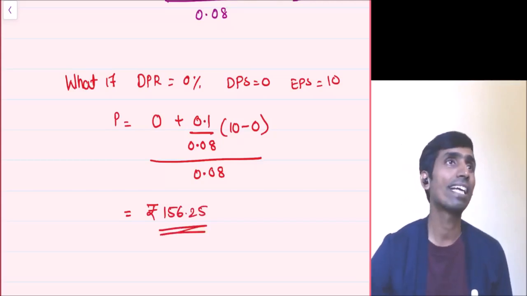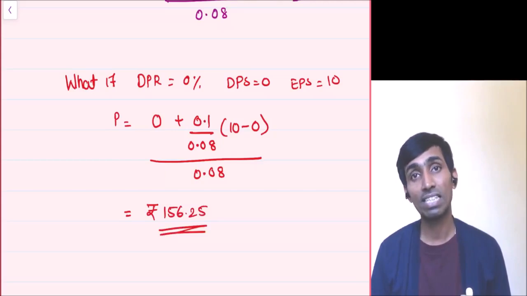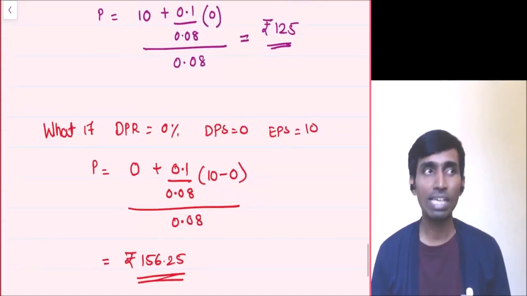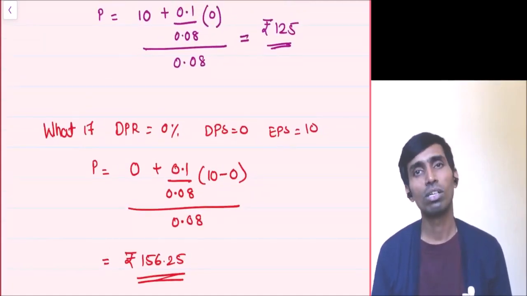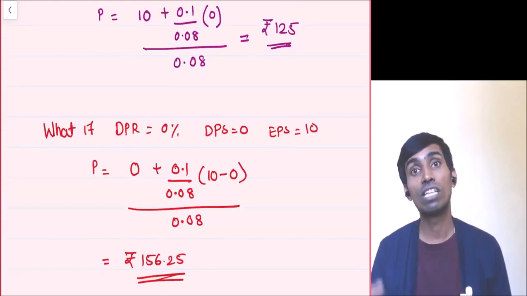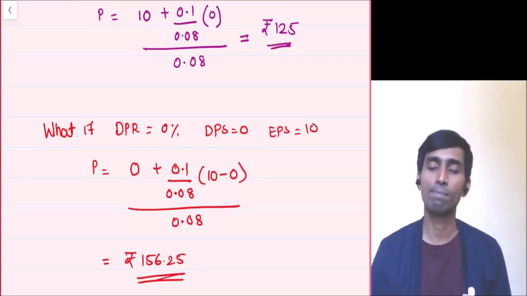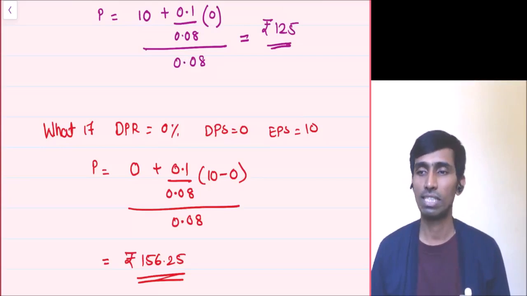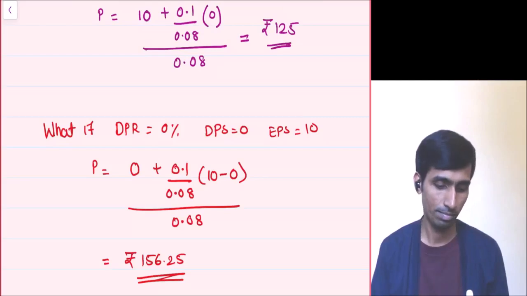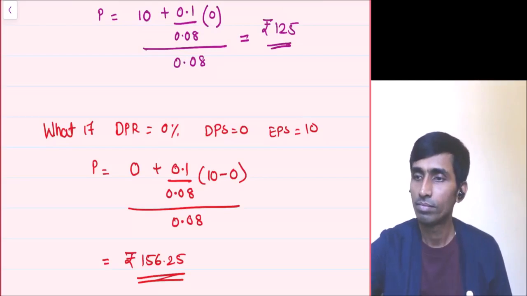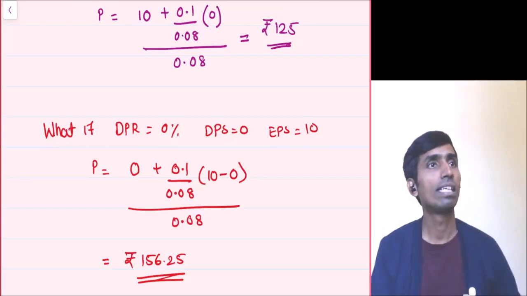You can clearly check, when it was 80%, the price was 131. When it was 100%, 125 was the price. And when it is 0, at that time it is 156. Where is shareholders' wealth maximizing? In the third case, when the dividend payout is 0. The market price is high. Understood? Okay, done till here?